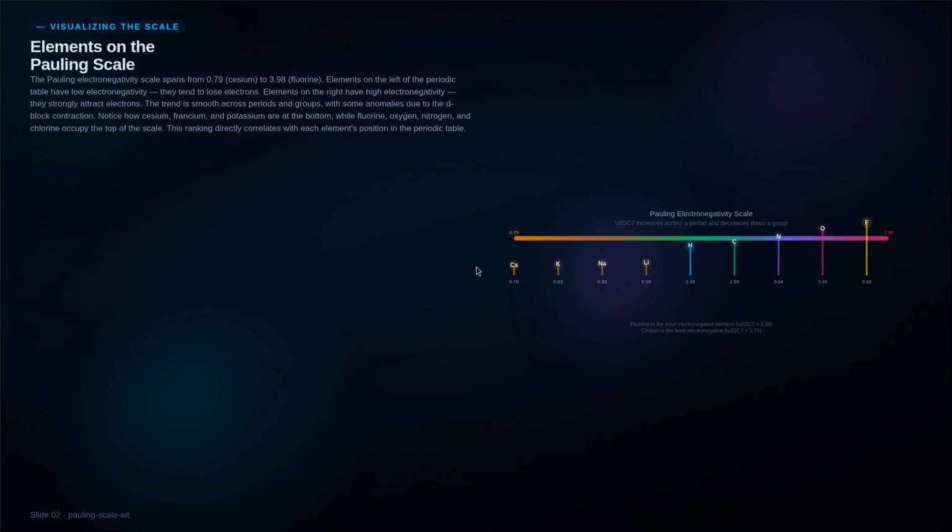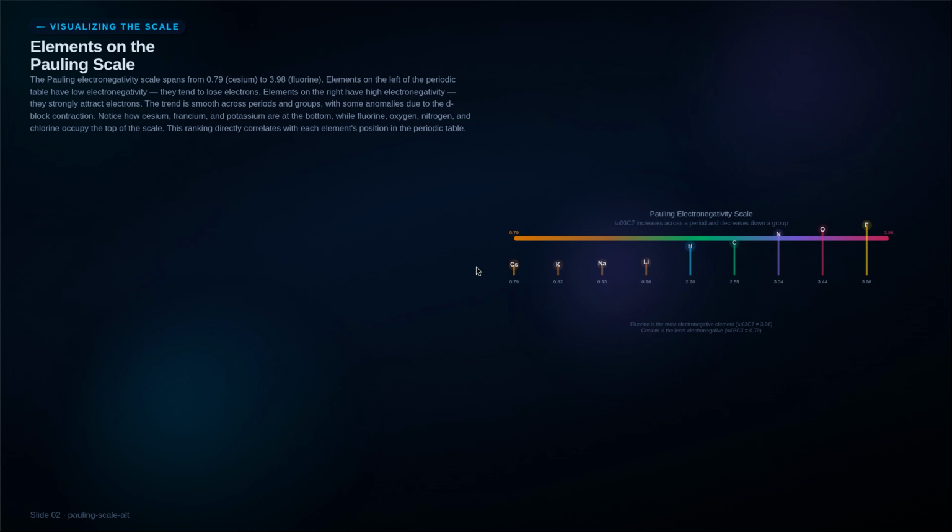Let us visualize the Pauling scale. Here we see elements arranged from left to right according to their electronegativity values. Cesium at 0.79, potassium at 0.82, sodium at 0.93, and lithium at 0.98 are all low. Hydrogen sits at 2.20, followed by carbon at 2.55, nitrogen at 3.04, oxygen at 3.44, and finally, fluorine at the top with 3.98. The height of each bar represents the electronegativity value.